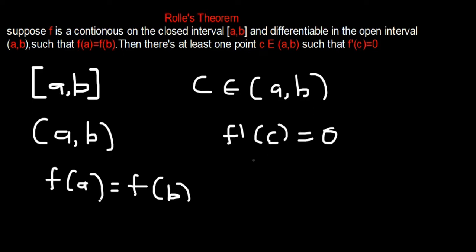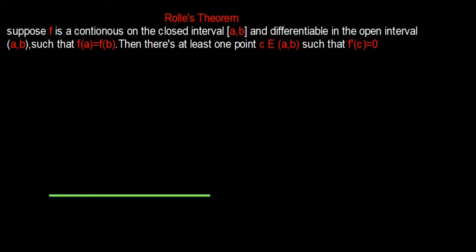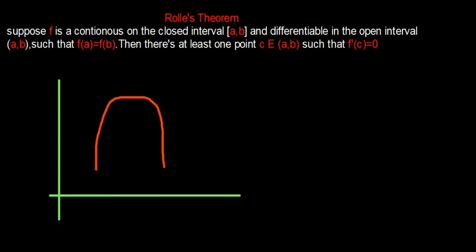Now for a better understanding, let's use a graphical representation to explain what Rolle's theorem means. Let's say I have the graph of the function to be something like this. So this is the graph of the function. Here is my point A, and here is also my point B.